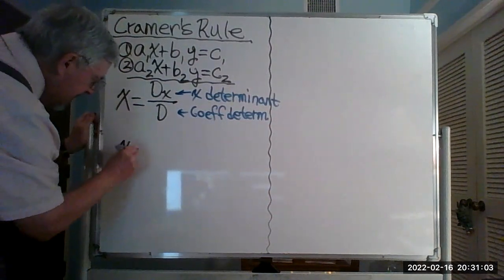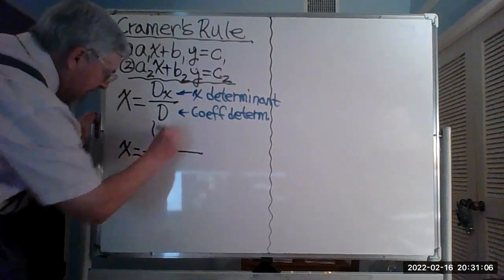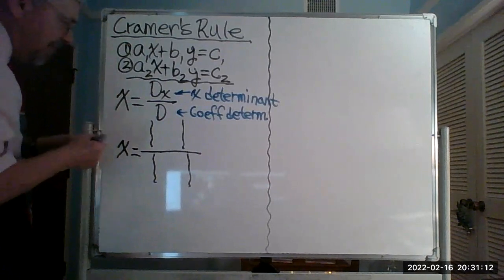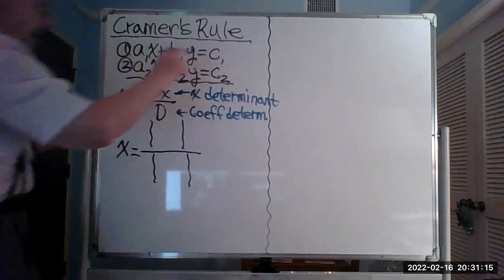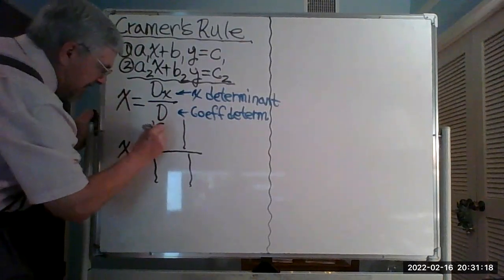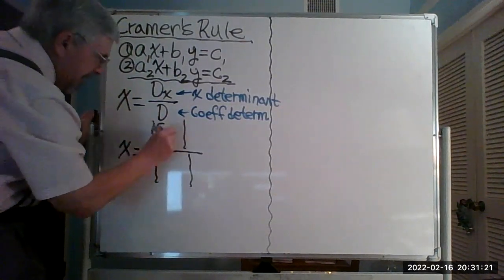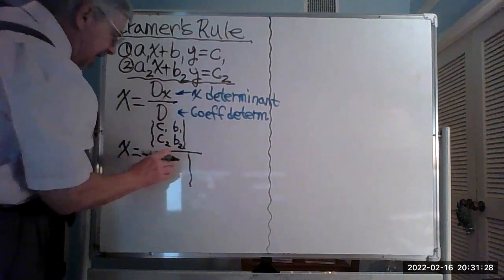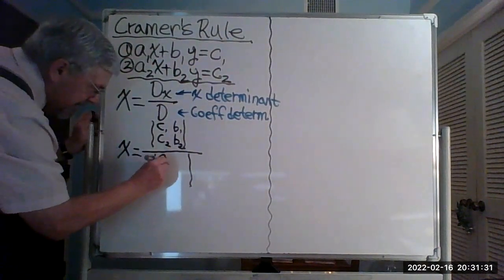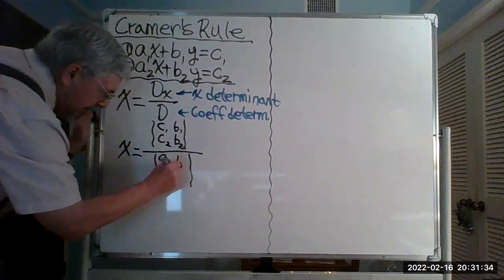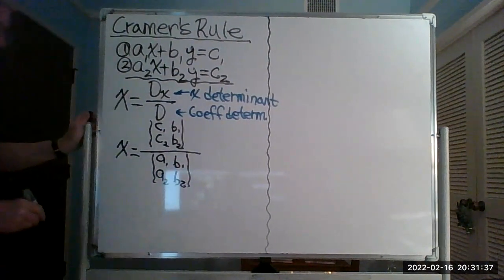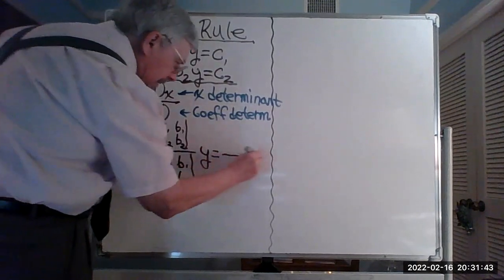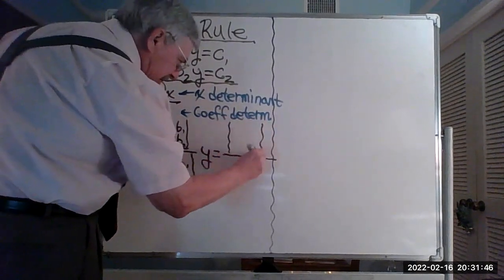So x is going to be a determinant on top divided by a determinant on the bottom. On top, we take the c's right here and put them into the x column. So I'll have c1, c2, and then b1, b2. And over here, I take just the coefficient determinant: a sub 1, a sub 2, b sub 1, b sub 2. Okay. Then for y, that's equal to a quotient of determinants also.